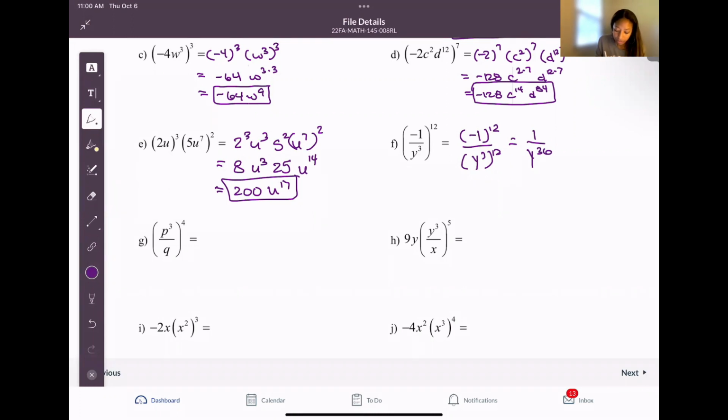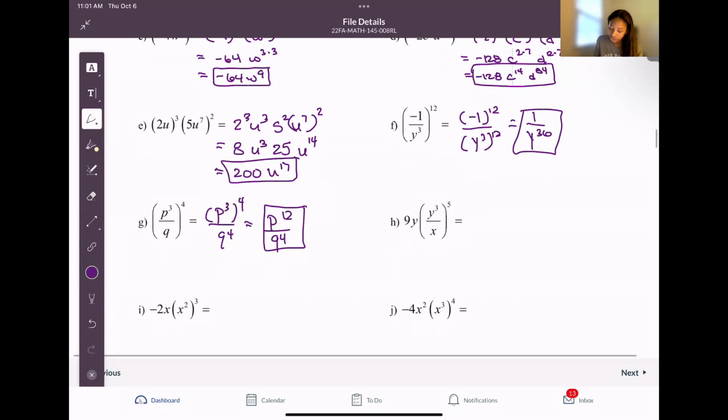For part G, (p cubed over q) all to the 4th, that's p to the 3rd to the 4th over q to the 4th, which would be p to the 12th over q to the 4th. Someone just shared their answer for this one too. And we'll stop there for that.